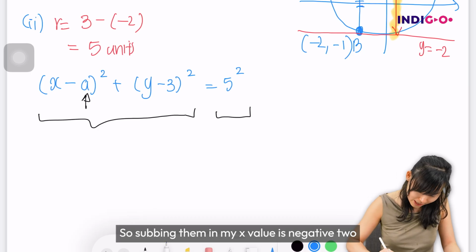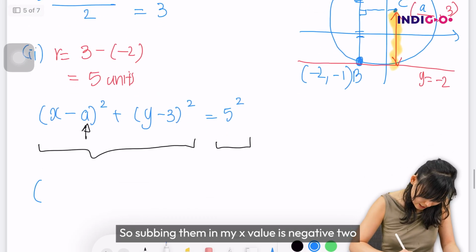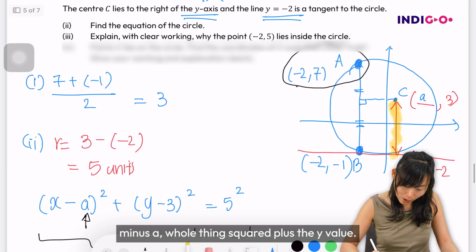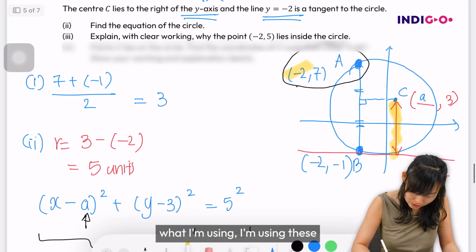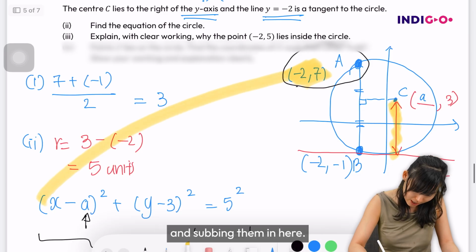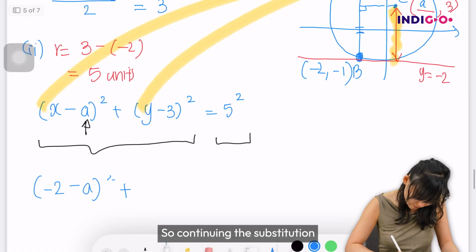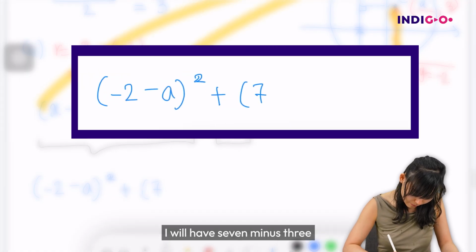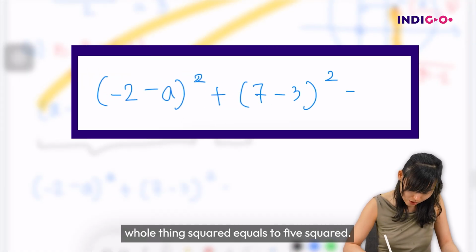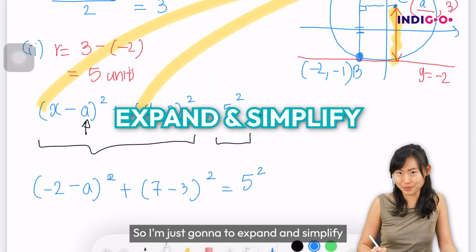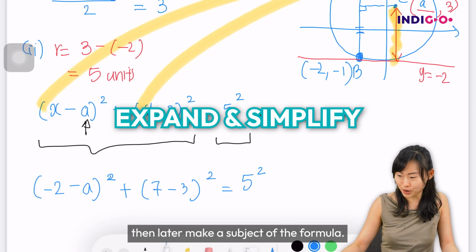So I'm subbing them in. My x value is (-2 minus a) whole thing squared, plus the y value, (7 minus 3) whole thing squared, equals 5 squared. I'm just going to expand and simplify, then later make a the subject of the formula.